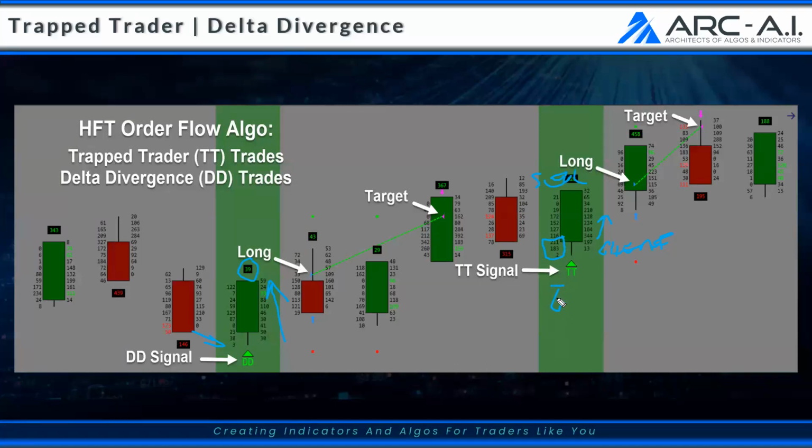Think of this as exhaustion. Sellers ran out of gas. They're exhausted. Okay, we've exhausted all of the supply. So we got to go to a higher price. Okay, so those are those signals. Very powerful.